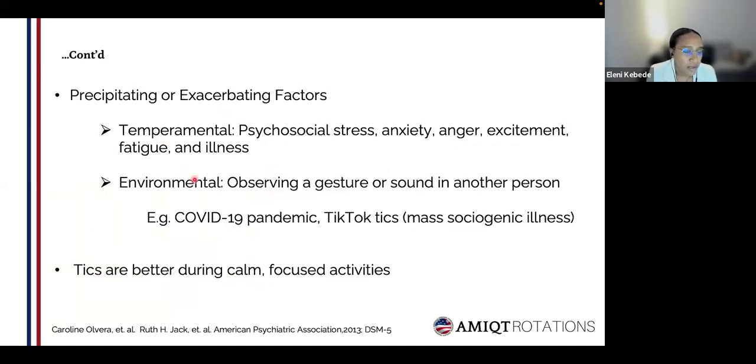So there are two main factors that precipitate or exacerbate the tics. Temperament is one of them. Stress, anxiety, anger, excitement, fatigue, or illness tend to exacerbate it. And we have environment. This is observing gestures or sounds in another person. This was seen in the COVID pandemic, which was very interesting, that the incidence of tics in children, adolescents and young people increased dramatically during the pandemic. And different studies were done, and specifically teenage girls were affected by it.